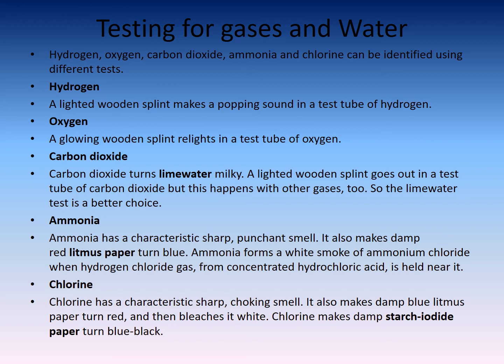In case of ammonia, ammonia has a characteristic sharp, pungent smell. It also turns damp red litmus paper blue. Ammonia forms a white smoke of ammonium chloride when hydrogen chloride gas from concentrated hydrochloric acid is held near it. Chlorine has a characteristic sharp, choking smell. It also turns damp blue litmus paper red and then bleaches it white. Chlorine turns damp starch iodide paper blue-black.